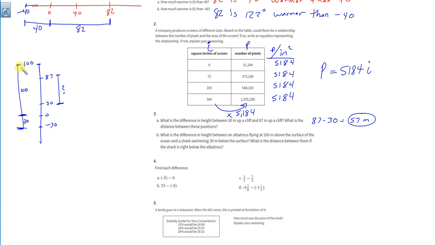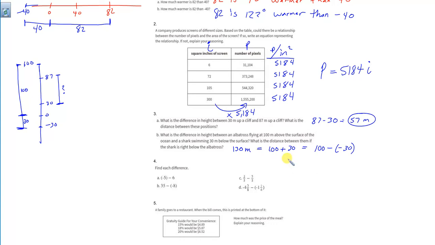So that bird is 100 plus another 30 away, and so the distance between them, if it was right above it, would be 130 meters, because 100 plus 30 equals that. Or that's also the same as doing 100 minus negative 30, because add the opposite, it's really the same thing. You get the distance between them.